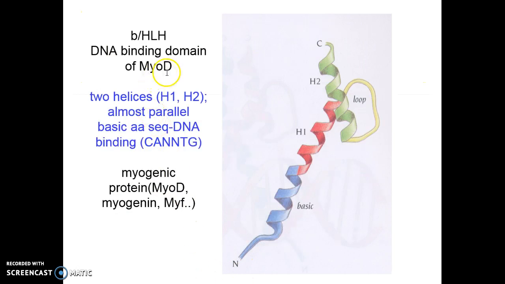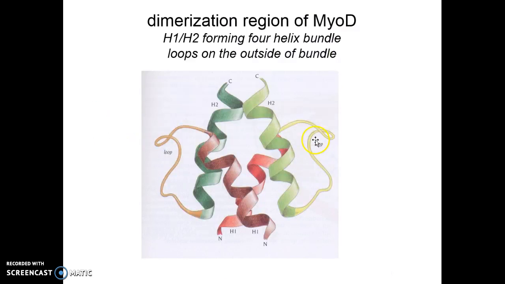This is from the MyoD transcription factor. You can see the helix loop helix region. Two helices actually position almost parallel. Basic regions just connected smoothly again to the first alpha. How do they interact? Actually, they make a dimer forming four helix bundle with the loops being positioned outside of the bundle.